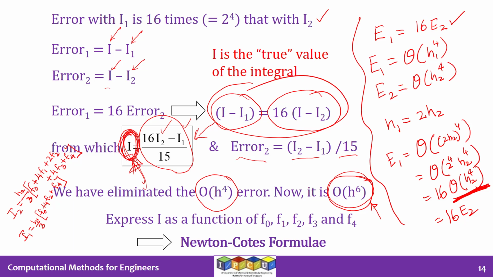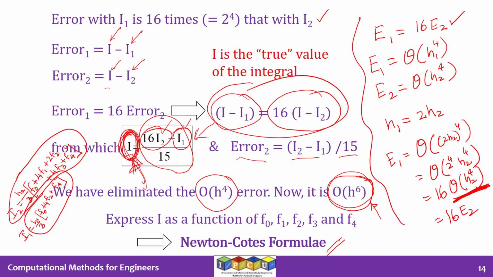And we know H2 is half of H1. With those adjustments being made, you can evaluate 16I2 by multiplying this by 16 and subtracting off I1 and dividing the whole thing by 15. So you would have got this I as a function of F0, F1, F2, F3 and F4. This is what leads to what is called the Newton-Cotes formulae, which you can find tabulated again in textbooks, internet sites and so on. But the idea is this.